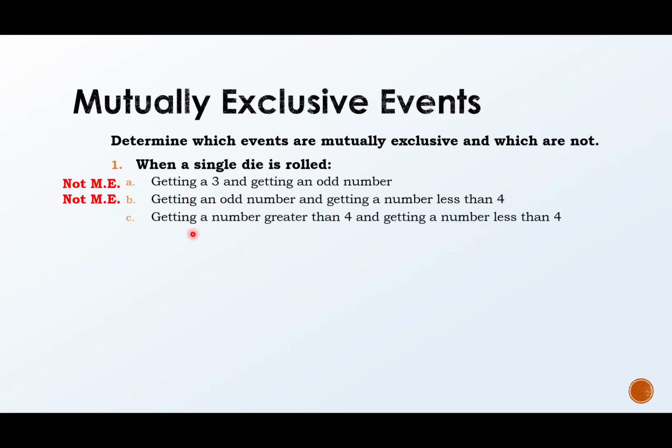Another example: getting a number greater than 4 is one event, and the other event is getting a number less than 4. The event of getting a number greater than 4 contains 5 and 6, right? The 4 cannot be included because it says greater than only, not greater than or equal to 4. So, 5 and 6 are its elements. And the event of getting a number less than 4 contains 1, 2, and 3. So, it seems they have no common point, right? So, both events are mutually exclusive. There is no intersection.